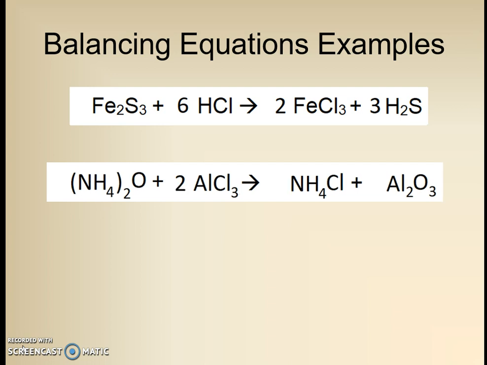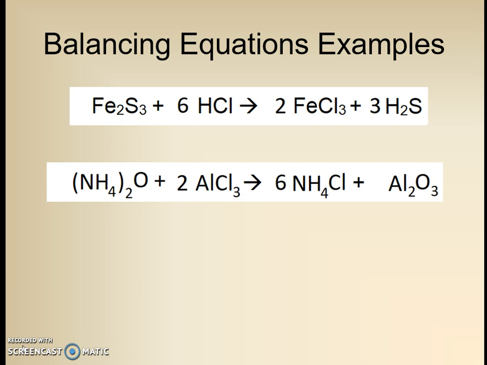I have 2 aluminums on the right, I only had 1 on the left. Putting a 2 in front of my aluminum chloride on the left now gives me 2 aluminums on the left, but that also changes my chlorines. So now I have 6 chlorines on the left. Let's fix those on the right. I'm putting a 6 coefficient in front of my ammonium chloride. Now it gives me 6 chlorines. It also now gave me 6 nitrogens and 24 hydrogens.